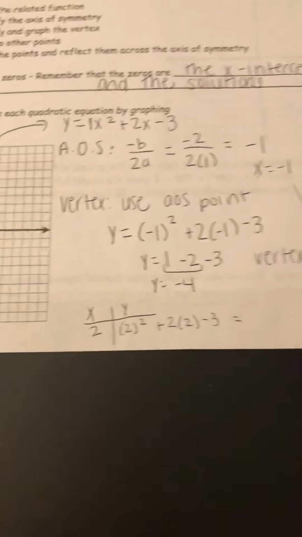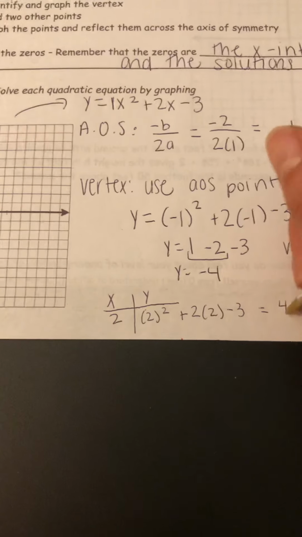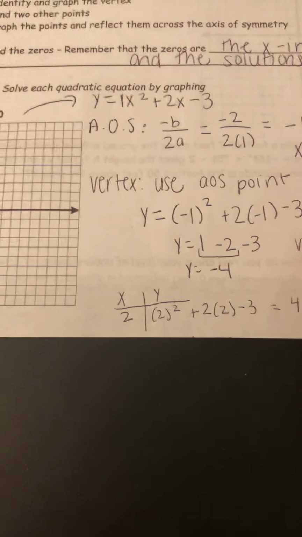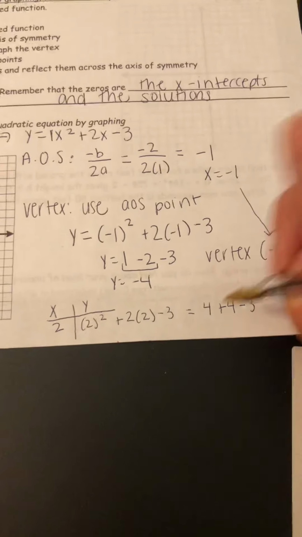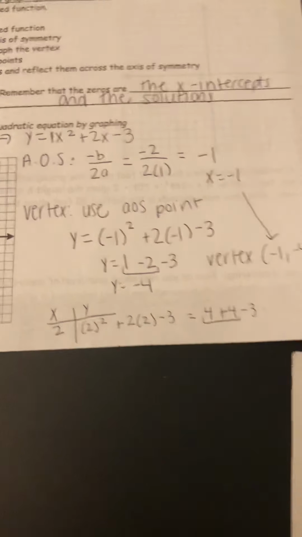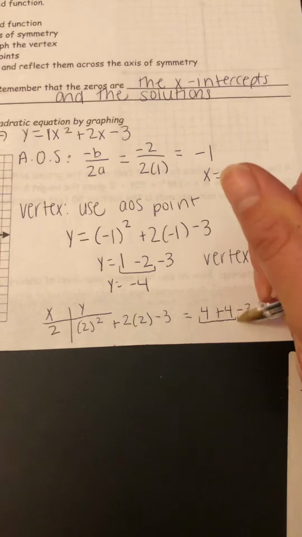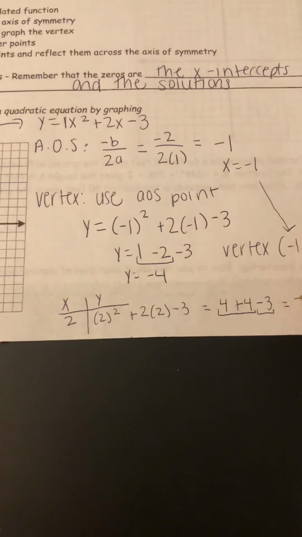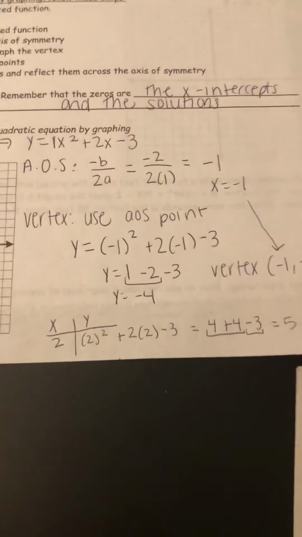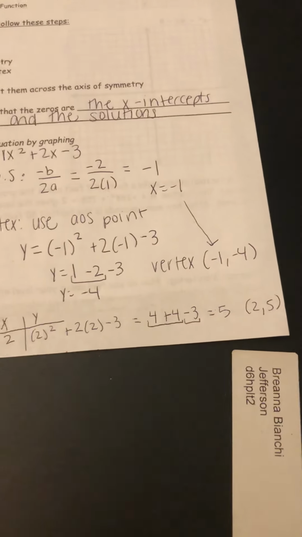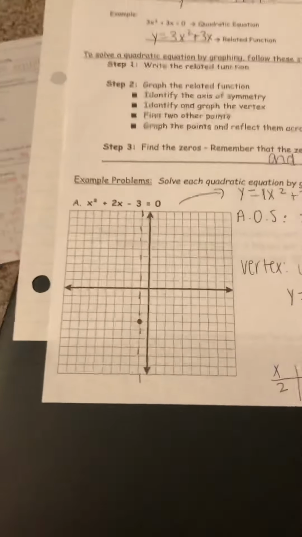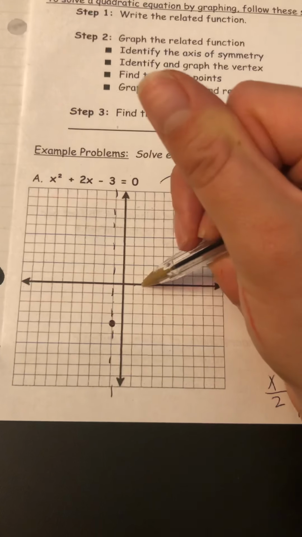2 squared is 4. 2 times 2 is 4. And then I have minus 3. Order of operations, 4 plus 4 is 8. 8 minus 3 is 5. So that means I have a point at 2, 5. And I'm going to go ahead and plot that right now.